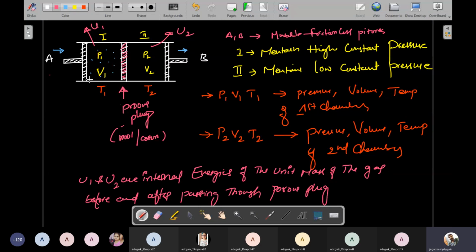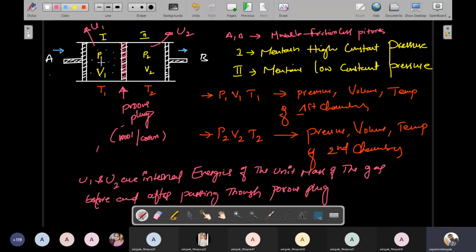But what will happen if I move this piston A? P1, V1 are the pressure and volume of the first chamber and P2, V2 are those of the second chamber. The first chamber is maintained at high constant pressure and the second chamber at low constant pressure. Whenever we move piston A towards the porous plug, the gas always maintains internal energy U1 before crossing the porous plug.